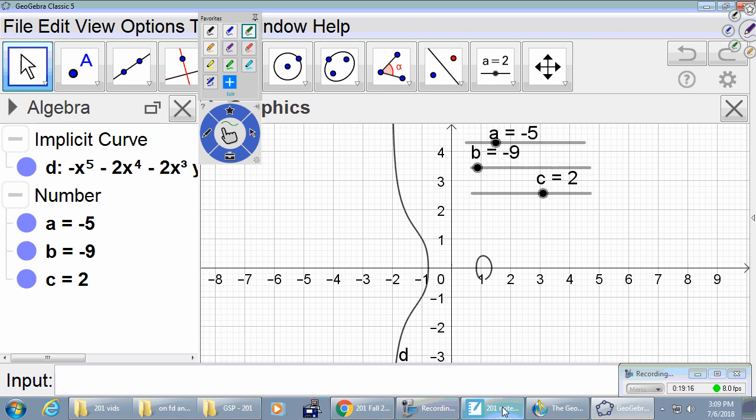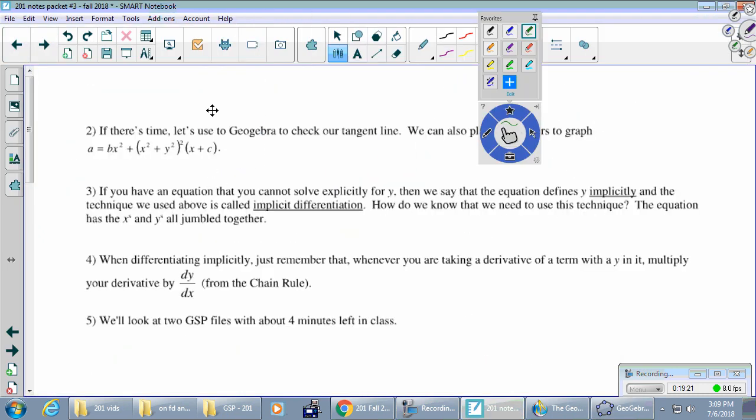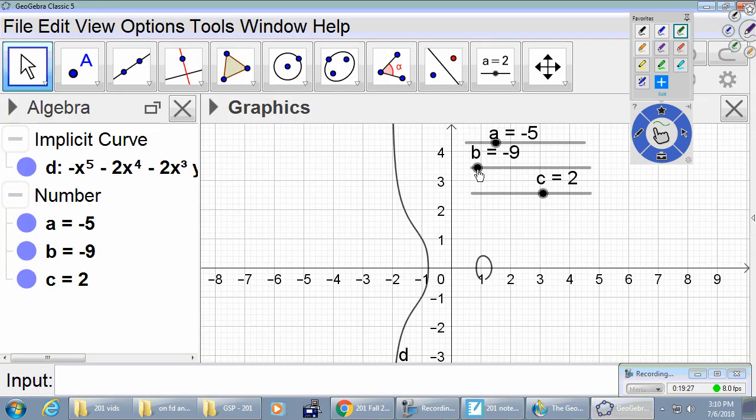Let's see what happens when we muck around with B. Remember, B is the number touching the x squared right there. So let's see what impact this has. So B is currently negative 9. We'll make it negative 10. And now we'll make it less negative.